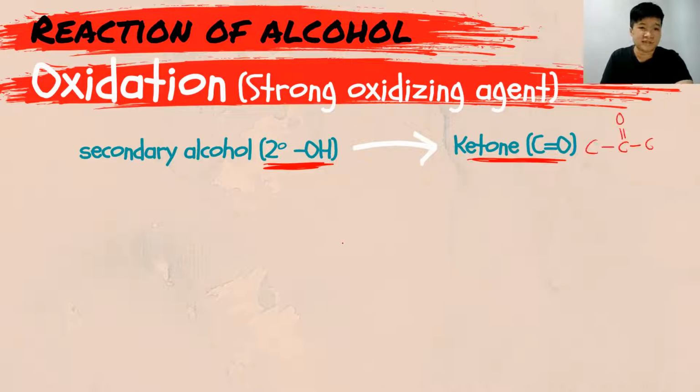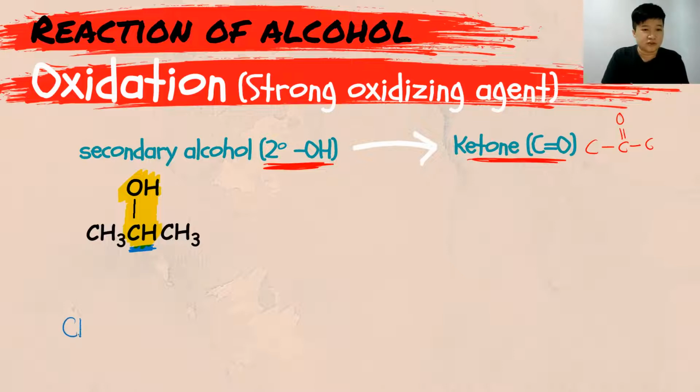So let's try and see whether all your secondary alcohol will become ketone or not. The first secondary alcohol that I have over here is this. So first and foremost, what do we need to do? We need to focus on the carbon that is holding the OH. Okay? And then expand only the carbon that is holding the OH and the hydrogen. So the rest of the carbon shall remain unchanged. Only expand the carbon that is holding the OH and everything attached.